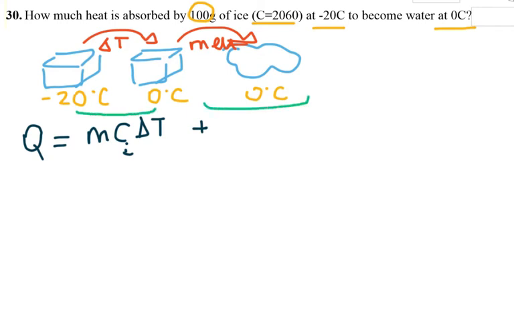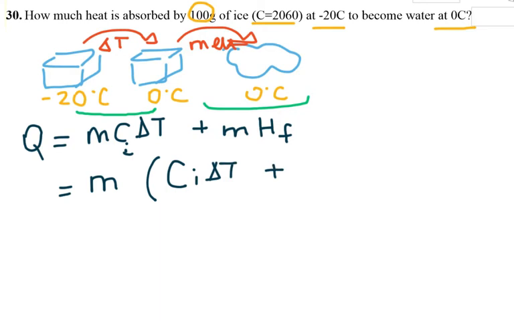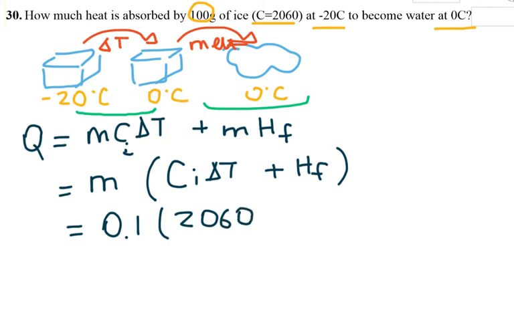And then for the next one, to turn it into the water, I'm going to have m H fusion. So now if I plug in the numbers, I can take mass again out. And I'm going to have C of ice delta T plus H of fusion for water. So the mass is 0.1, and then specific heat of ice they give you, which is 2060. The temperature change, we went from -20 to 0, so the temperature change is 20.